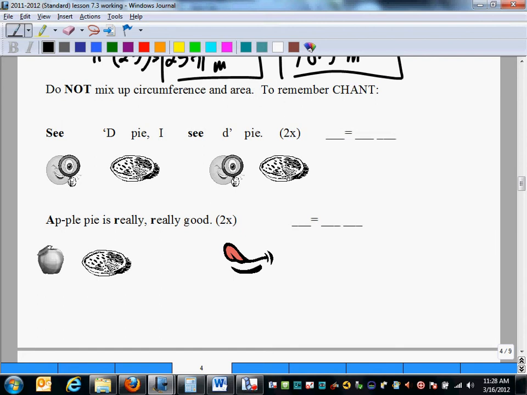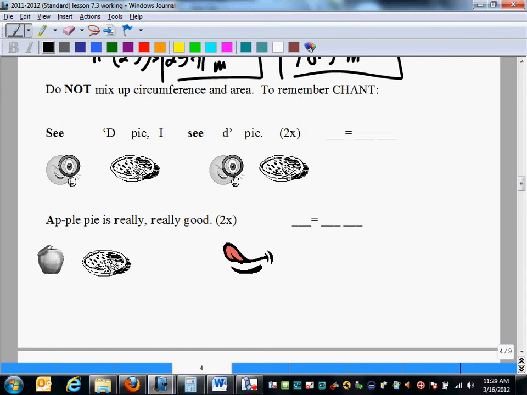C, C pie. I see C pie. C pie. I see C pie. Apple pie is really, really good. Apple pie is really good. From the top: C, C pie. I see C pie. Apple pie is really, really good.